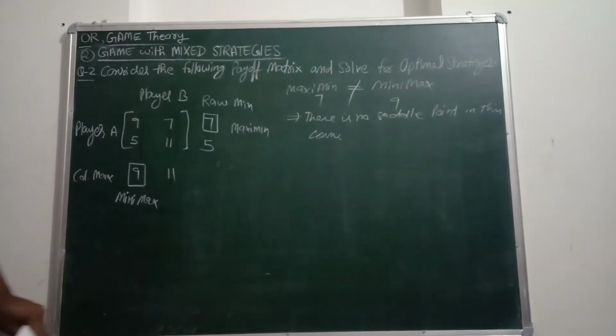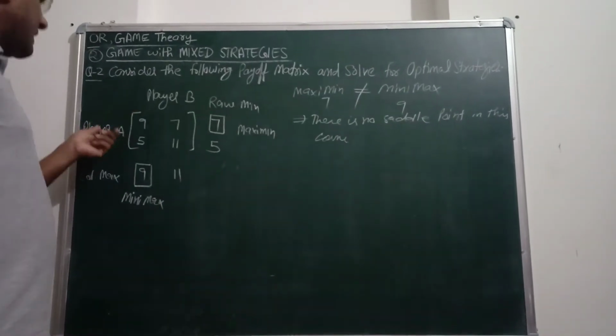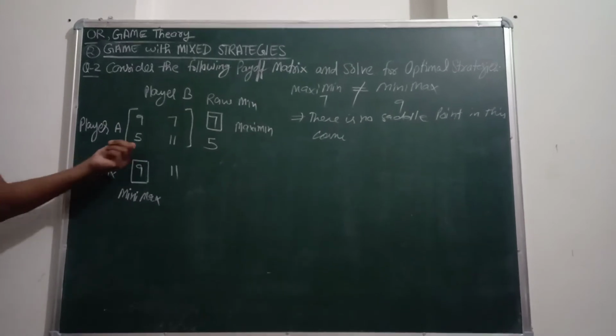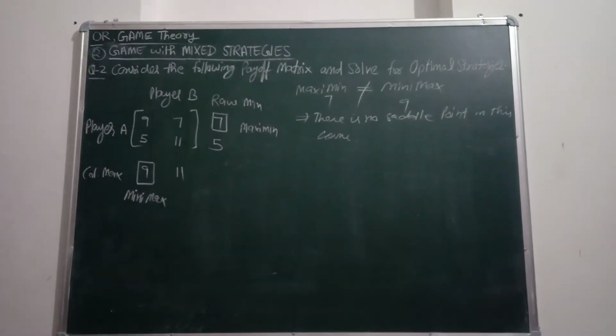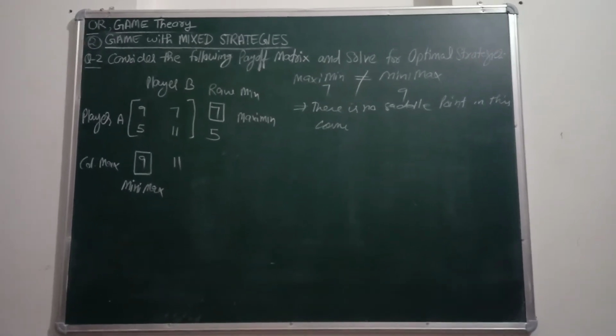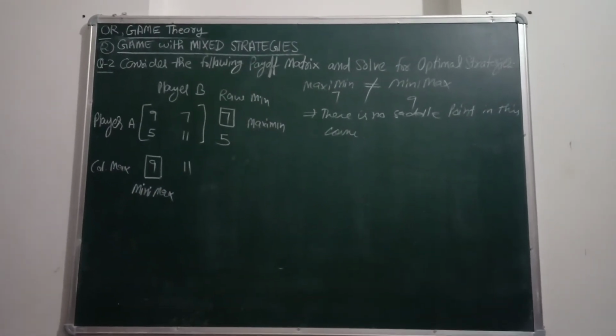So how can we solve this question? It could be possible that player A and player B both will be using both of the strategies with some percentages or some ratios. So for solving this question, we have to make the oddments.